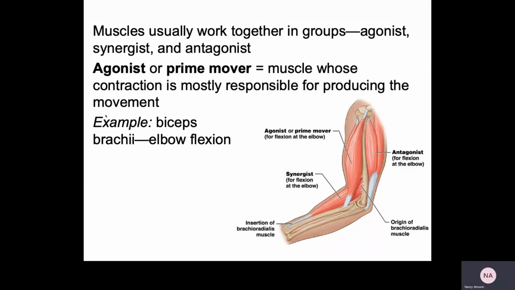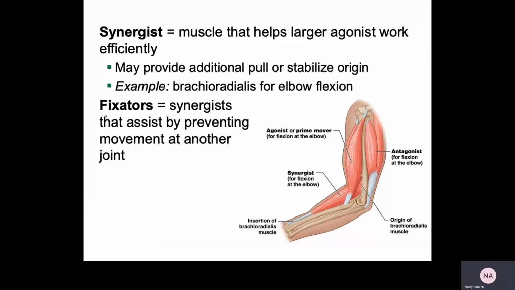So muscles do usually work together in groups. So you'll have an agonist, you'll have a synergist, and you will, of course, have an antagonist. The agonist is going to be the prime mover, as I said, which is the muscle that is primarily responsible for producing that movement. And again, biceps brachii is going to be responsible for flexion of the elbow. Synergist is going to be a muscle that's going to help that agonist or prime mover work. So when you talk about elbow flexion, the synergist to biceps brachii will be known as brachioradialis.